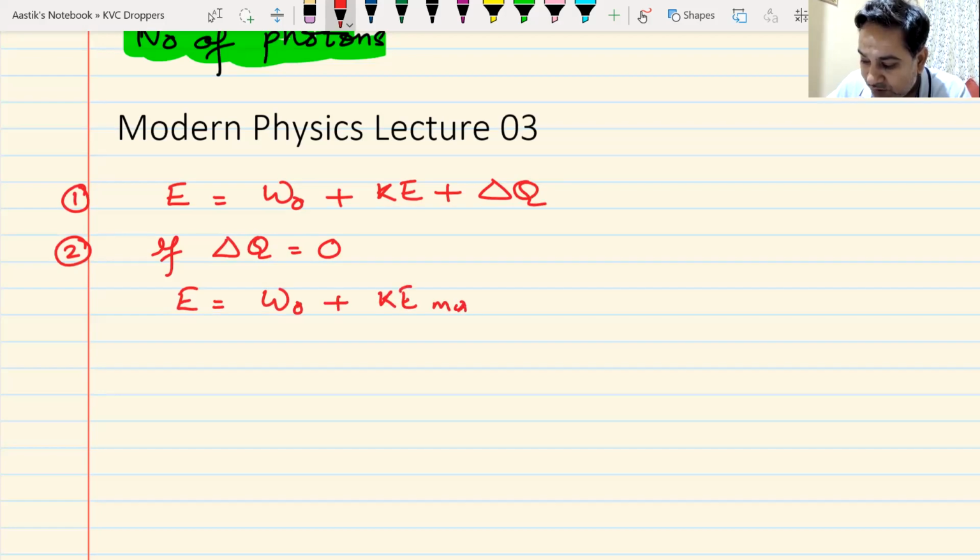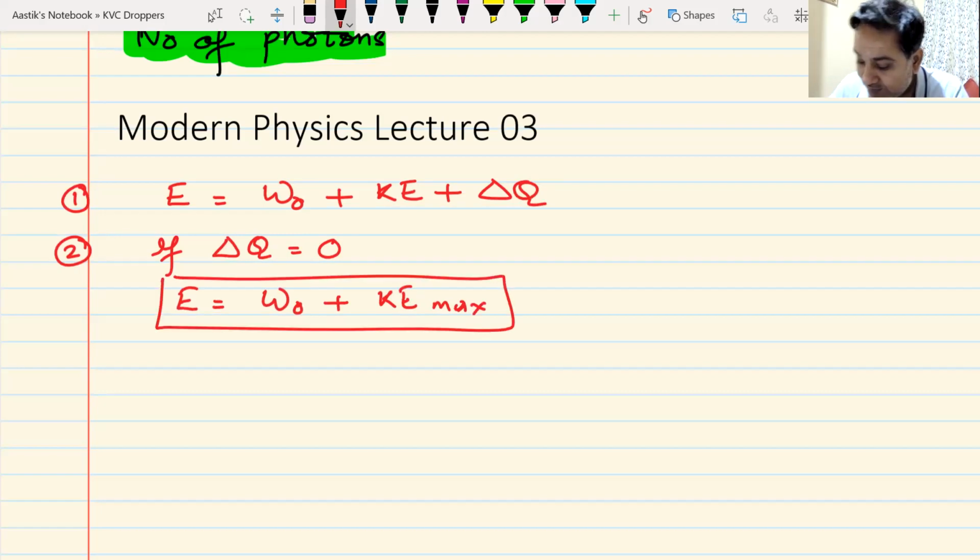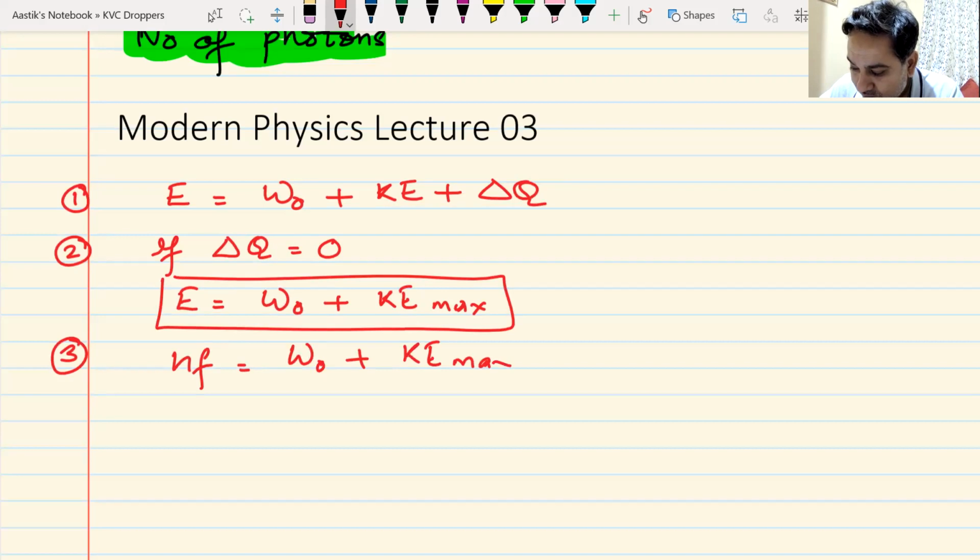More than 99.99% of questions will be based on this equation. Do we understand this? Yes, sir. In the third case, I just write this energy as H into F. That will be equal to work function plus maximum kinetic energy. Do we understand this? Yes, sir. Now I can write this as HF equal to H into F naught plus maximum kinetic energy. Do we understand this? Yes, sir.